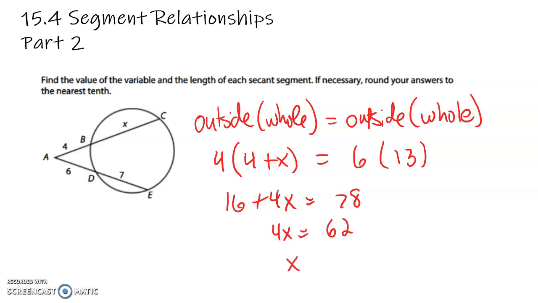And you should get x is equal to 15.5. And if I plug that back in to find the length of AC, AC is 4 plus x, and x is 15.5. So the length of AC is 19.5. And AE, we know because we have both parts, and that's 13.